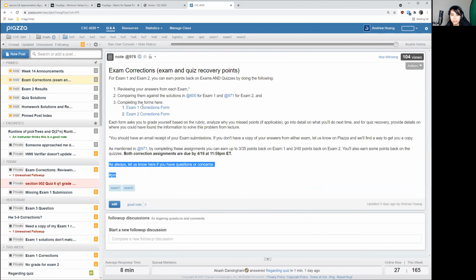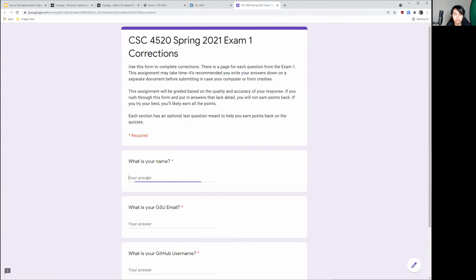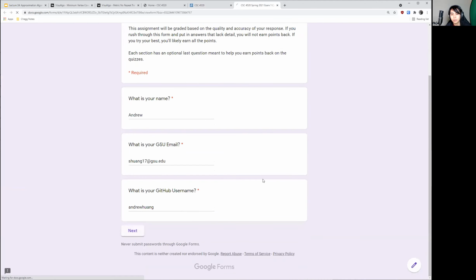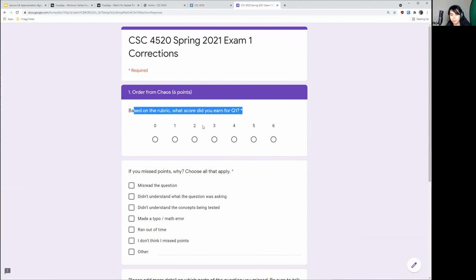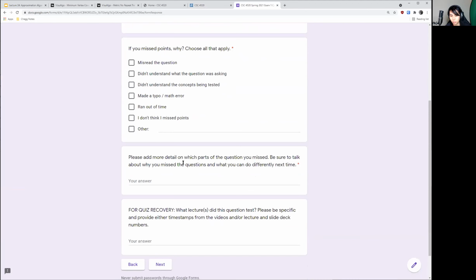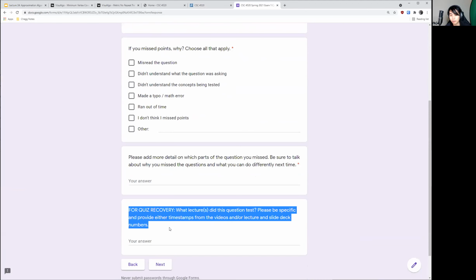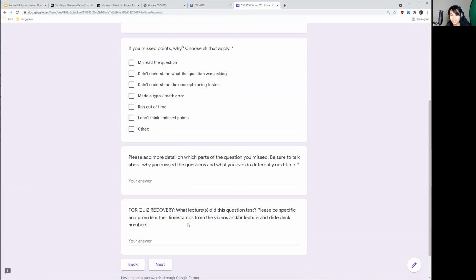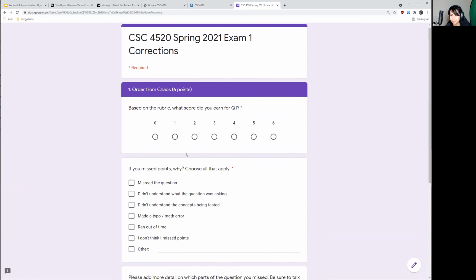Corrections are defined here. If you have any questions around them, let me know, and we will do our best to help. Basically, you should go through all of your answers for the exam and then fill out this form, such that you are able to tell me for each problem, what score did you get based on the rubric? Why did you miss points if you did miss points? Give me some details on why you think you missed points and what you're going to do differently next time. And then for quiz recovery, in order to get some points back on the quiz, you can tell me what lecture and slide number it came from, or what timestamp it came from in a video, that this question tested.